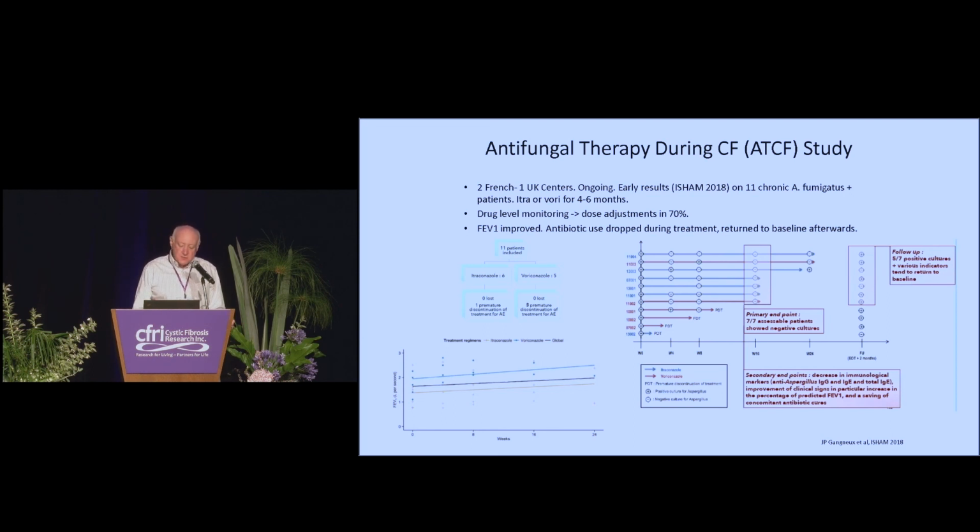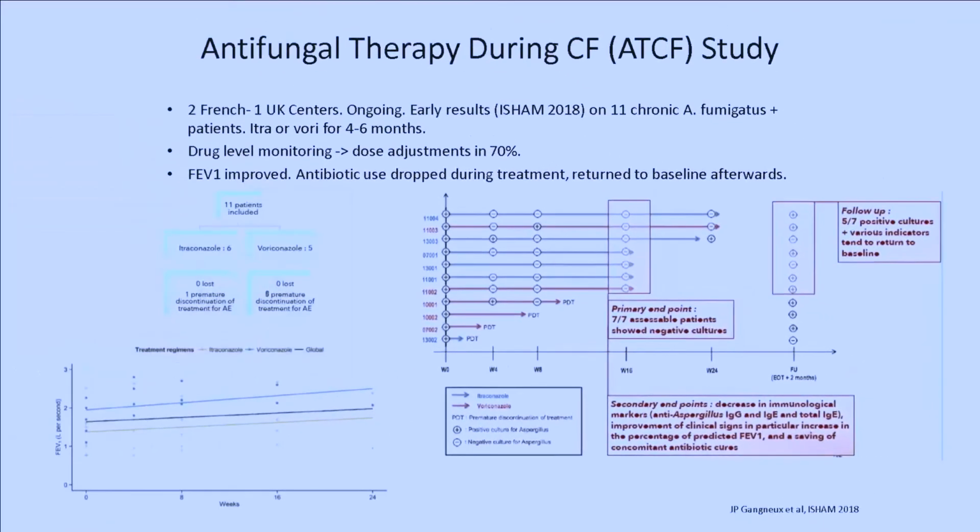but the answer is not definitive, and there's a study that's just been started recently, which is called the Antifungal Therapy During CF, or ATCF study, which is ongoing in 3 centers in Europe, 2 in France, and 1 in the UK. And although this is a little bit complicated, basically they're randomizing patients with persistent Aspergillus to get either itraconazole or voriconazole and treating for 4 to 6 months and then following these patients.